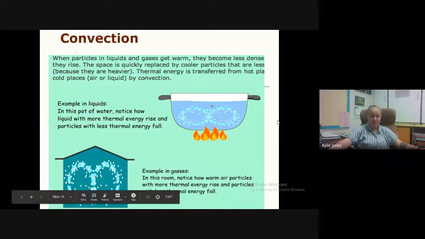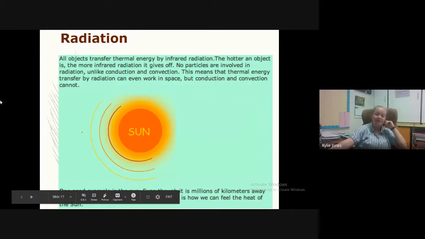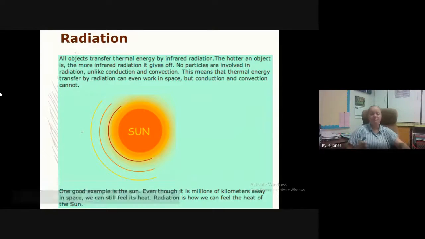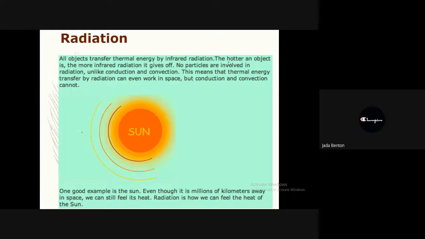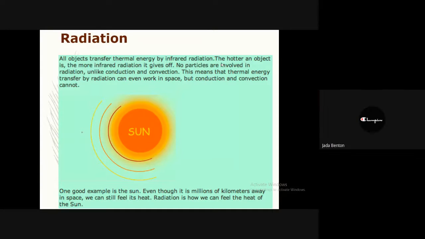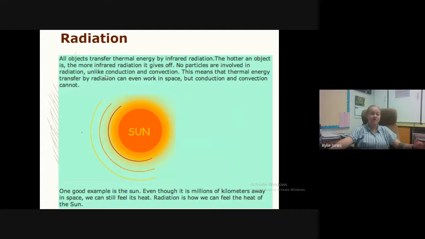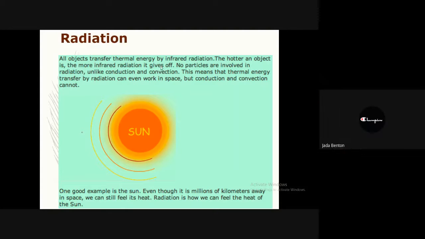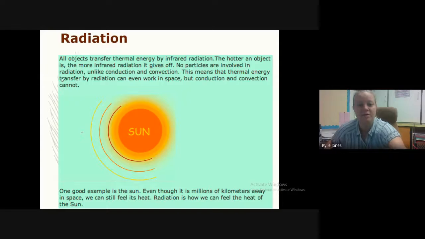Yes. Alrighty. Radiation. This is like getting heat from the sun. So all objects transfer thermal energy by infrared radiation. The hotter an object is, the more infrared radiation it gives off. No particles are involved in radiation, unlike in conduction and convection. This means that thermal energy transfer by radiation can even work in space, but conduction and convection cannot.